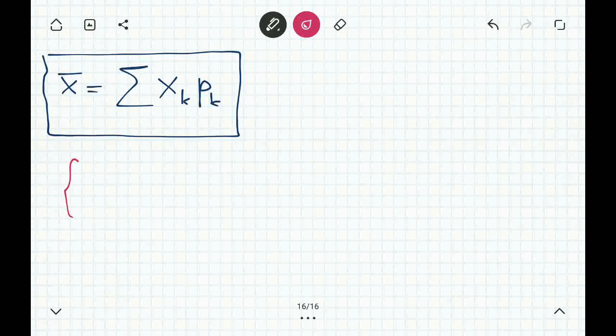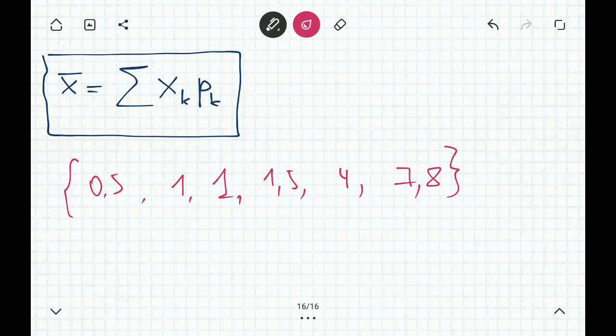Maybe we have something like 0.5, 1, another 1, 1.5, 4, 7 and 8. Let it be this. I'll go ahead and calculate the mean value.